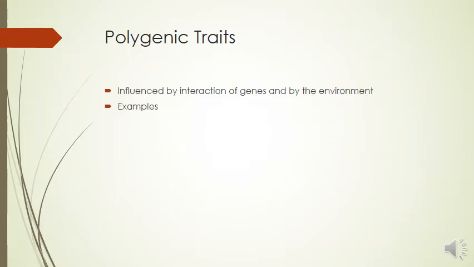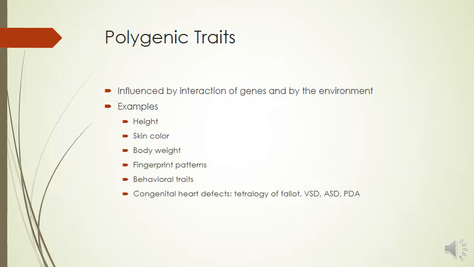Some examples of polygenic traits are height, skin color, body weight, fingerprint patterns, behavioral traits, congenital heart defects such as tetralogy of Fallot, a ventricular septal defect, a VSD, an atrial septal defect, an ASD, and a PDA, a patent ductus arteriosus, and neural tube defects such as anencephaly and spina bifida, as well as cleft lip.